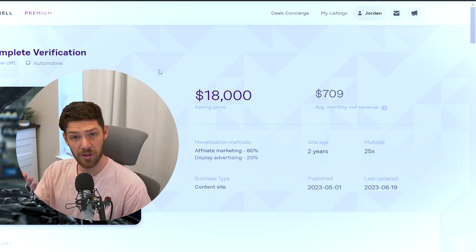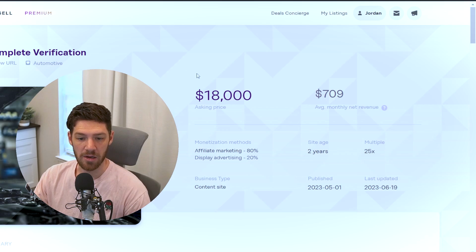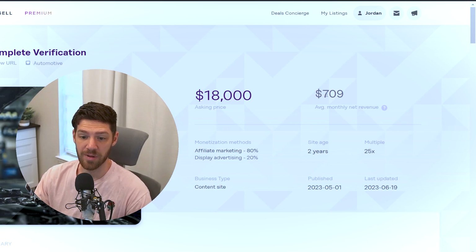Even if you're not in the market to acquire a piece of property, it's still important to look and see what kinds of sites are selling so that you know what kind of site to build. So for example, here on investors.club, I found this one that's in the automotive space, and it is selling for $18,000 and makes $700 per month in revenue.